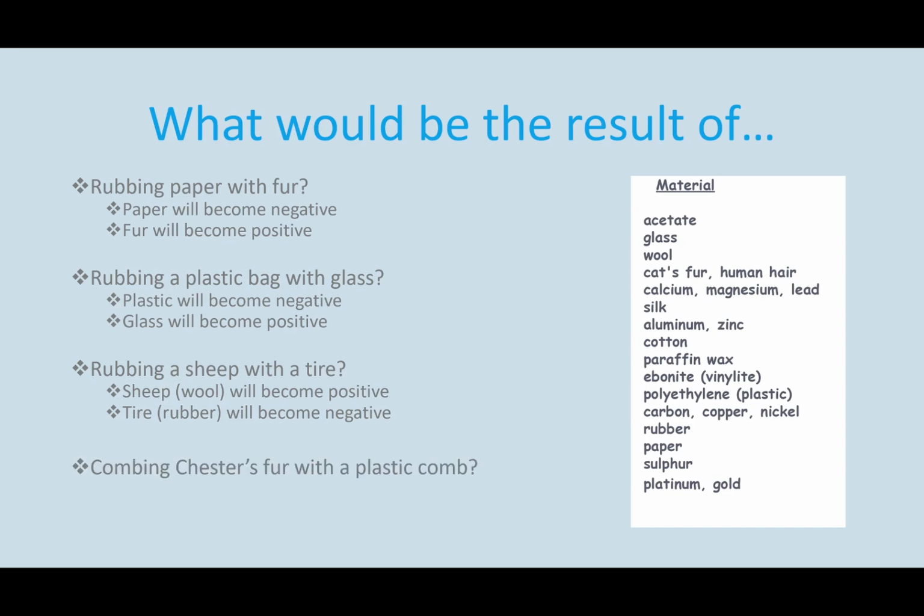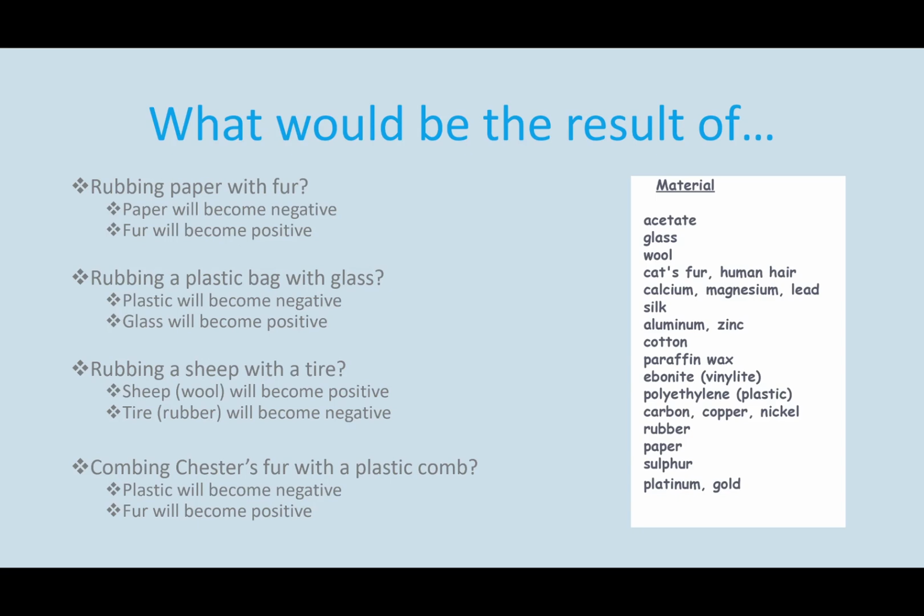And lastly, combing Chester's fur with a plastic comb. Cat's fur is again near the top. Plastic is down near the bottom, the same spot as the plastic bag, the polyethylene. Because cat fur is higher on the chart than polyethylene or plastic, plastic is going to pull electrons from the fur. Because it's going to pull the electrons, more electrons will be on that plastic comb, which will make it negative, and then Chester's fur would be positive. So again, the plastic will be negative and the fur will become positive.